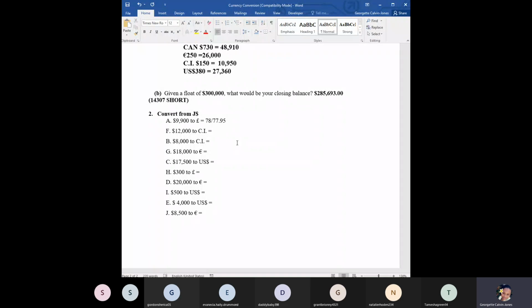Remember, when we're converting from Jamaican dollars, we use the buying rate and then we divide. When we are converting to Jamaican currency, then we use the selling rate and then we multiply. Understand? Yes, miss. All right, good.